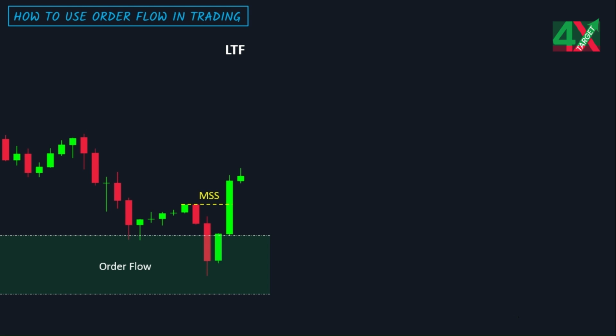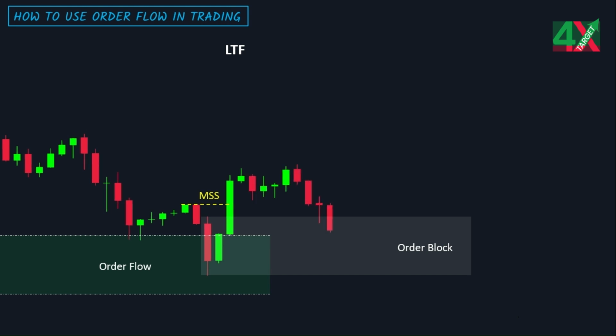After a valid structure shift is confirmed on the lower time frame, you then look for a precise point of interest to execute your trade. This could be a fair value gap, a mitigation block, a breaker block, or an order block. In this example, we identify a bullish order block. When price retraces back into this order block, you execute a buy position, placing your stop loss safely below the order block on the lower time frame.